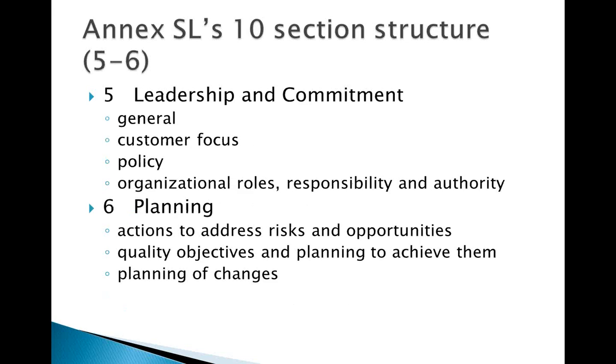In Section 5, we have leadership and commitment. There's some familiar content here. We have customer focus. We have a defining of responsibility and authority. Section 6 is called planning. We have our primary section for risk-based thinking here. Quality objectives are found here. Planning for changes is found here.